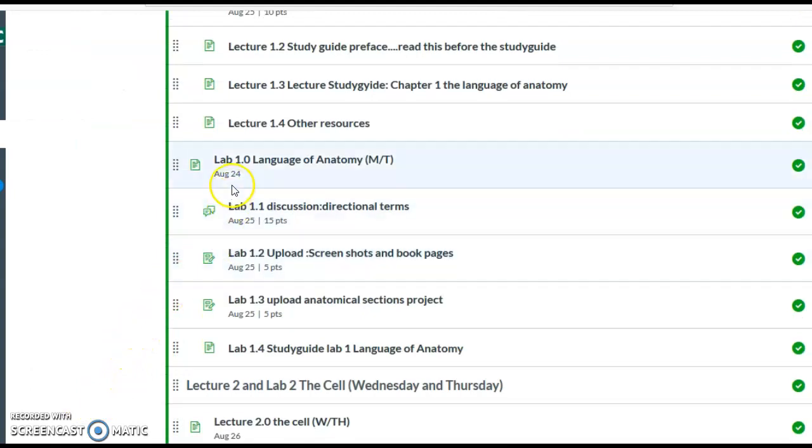So if we scroll down here, same pattern. Lab 1.0, language of anatomy, assigned Monday and Tuesday, August 24th. Everything is due on Tuesday. However, the study guide's not due. Similar to lecture, the study guide is for you. I am not going to collect it.